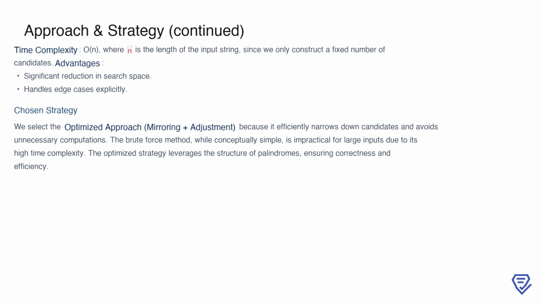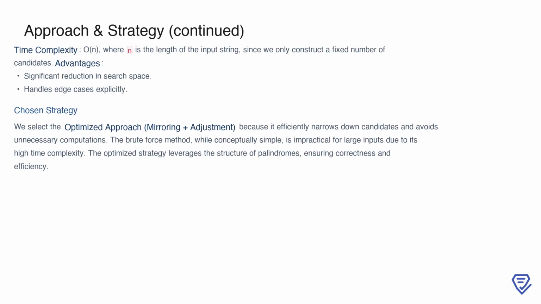This optimized approach is not only elegant but also efficient, with a time complexity of O(n), where n is the length of the input string. This is because we only generate a fixed number of candidates, making the process much faster than the brute force alternative. One major advantage of this method is the significant reduction in the search space, as we focus only on a small, targeted set of potential palindromes.